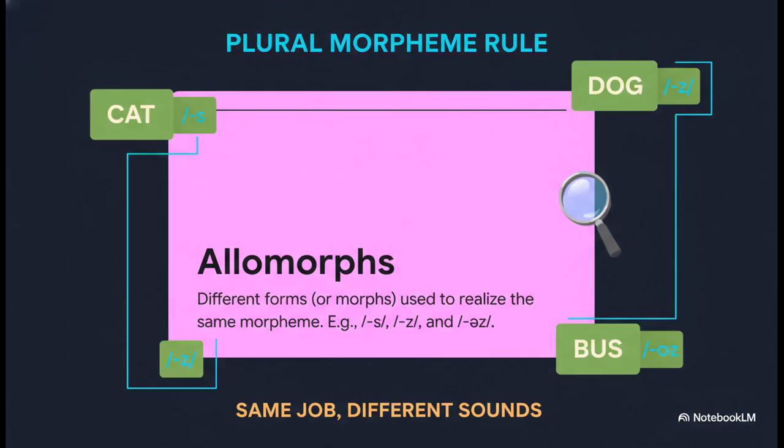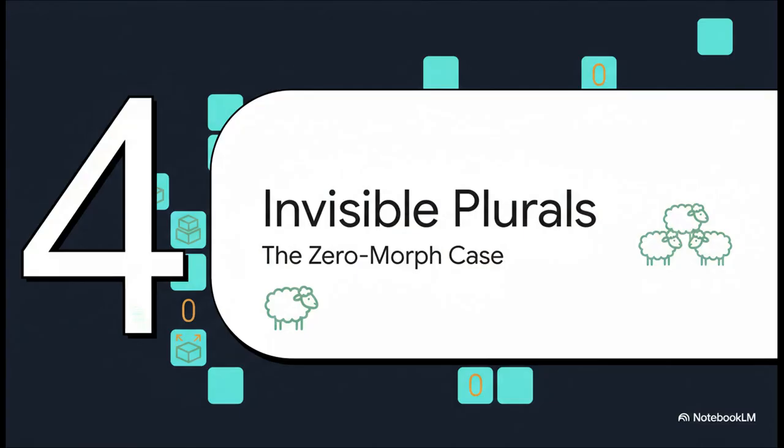And there's a fantastic term for this, allomorphs. Those three different sounds, s, z, and iz, are all allomorphs of the plural morpheme. They all do the exact same job, they just sound a little different depending on what word they're attaching to. So that explains our regular plurals pretty nicely. But what about our original mystery, sheep? How do we account for a plural that looks and sounds completely identical to the singular?